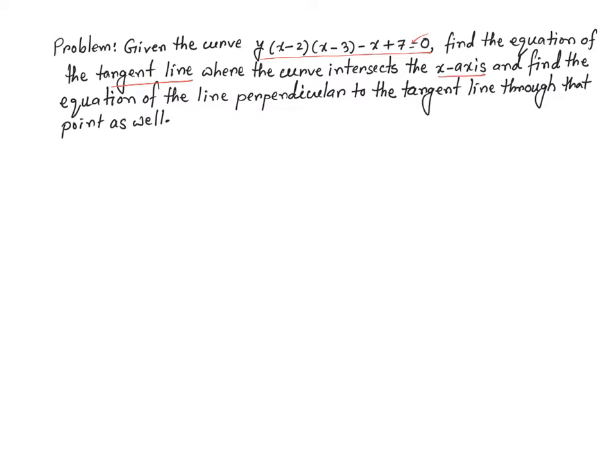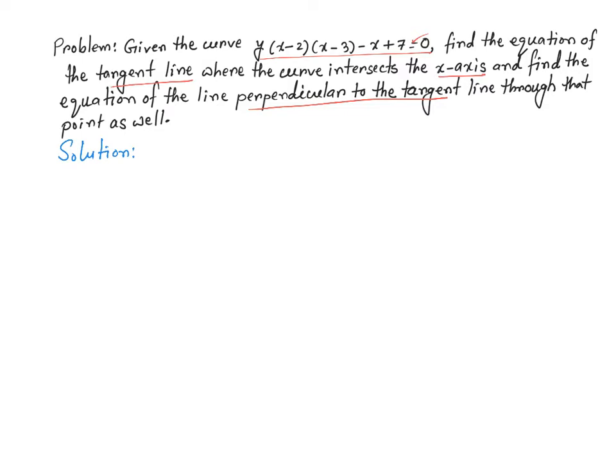And also, we need to find the equation of the line that is perpendicular to the tangent line and also goes through that point. To solve this problem, I just need to find the x-intercept first. Remember, the x-intercept of any function or any curve is where y is equal to 0. Once again, the x-intercept will have y coordinate 0.